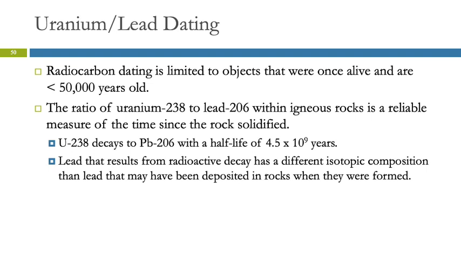So what if you have lead that was originally present in your rock? Well, that's going to have a different composition of isotopes than what you get from the decay. The stuff you get from the decay is only 206.